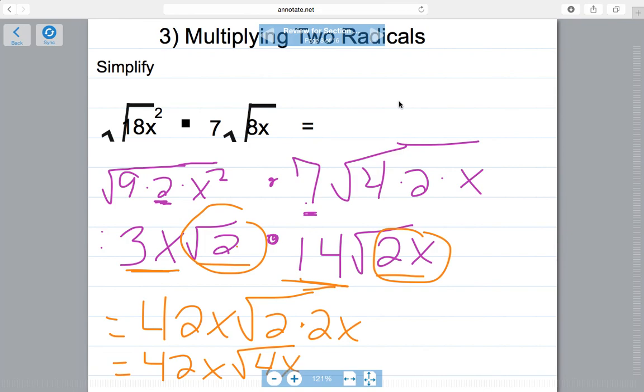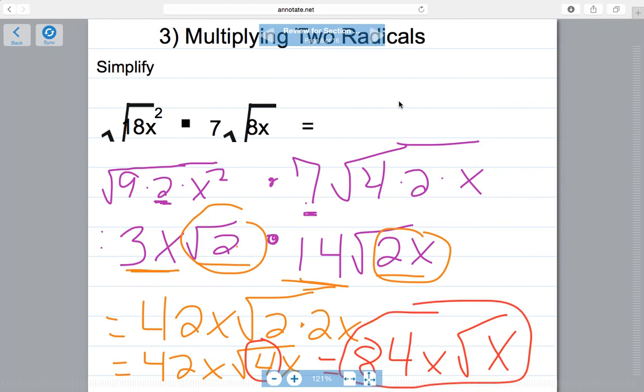But notice now we have a perfect square. We have 4. So taking the square root of 4, that would be 2. So 42 times 2 would be 84x times the square root of x. And that would be your final answer. That one's a little bit more tricky. There's more steps involved there, but if you can do one of these problems, then you're going to be good. You're going to do well on this section.